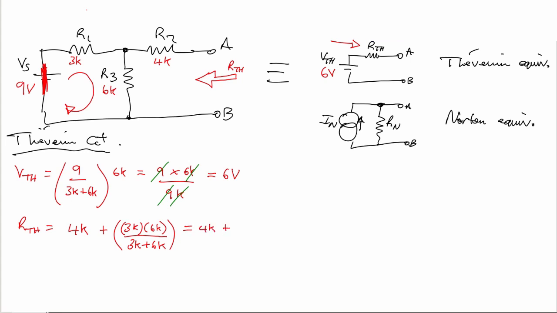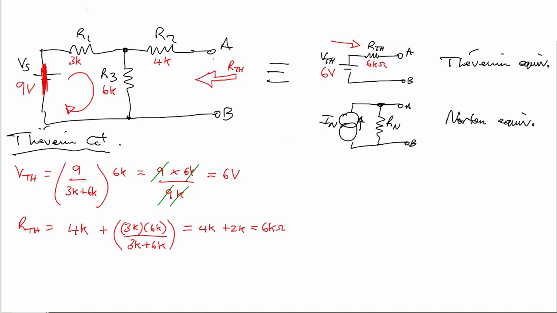4K plus, and in those large brackets, 3,000 times 6,000 gives you 18 million, divided by obviously 9,000 on the bottom. So 18 over 9 gives you 2, and 1 million over 1,000 gives you 1,000, so 2K. Overall we're seeing RTH as 4K plus 2K, 6K, or 6 kilohms to be complete. So 6 kilohms is our Thevenin resistance.